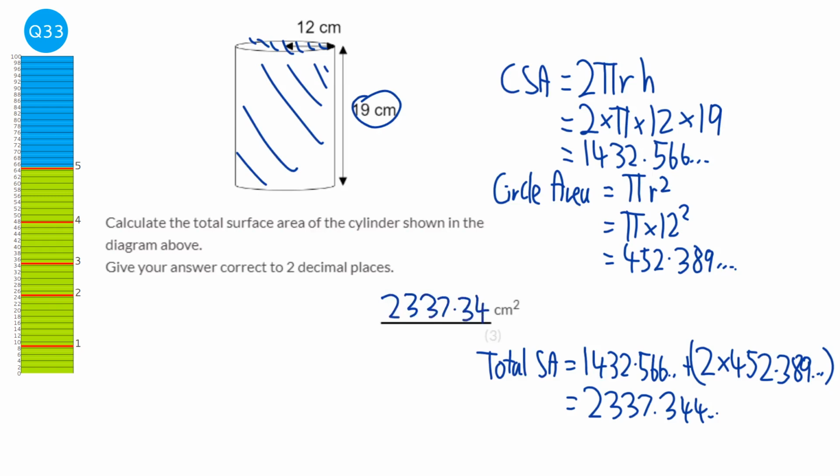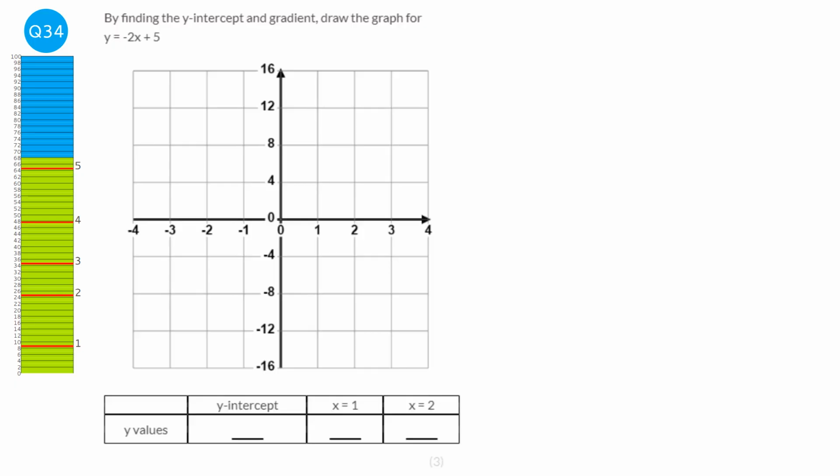We know all lines follow the y equals mx plus c if they're linear, and we know that m is the gradient, so the coefficient, the number before the x is the gradient, and the number on its own at the end is the y-intercept. So looking at this equation, the y-intercept will be plus 5 because that's the number on its own at the end. So we're going to plot that straight away because we know it's going to be at 5. So it's going to be there.